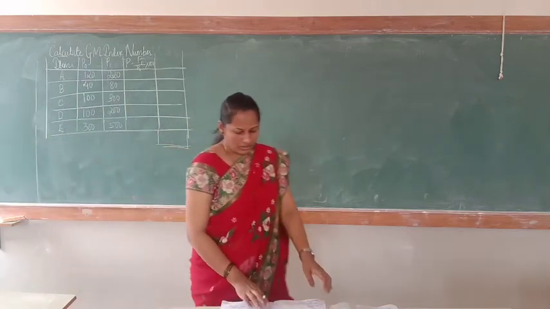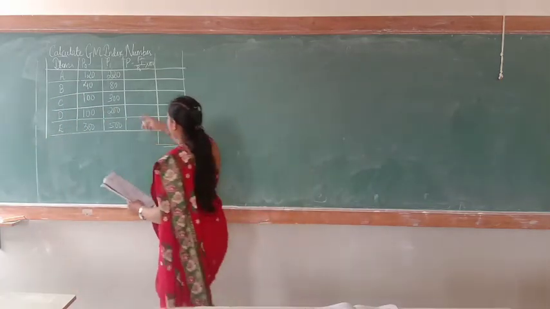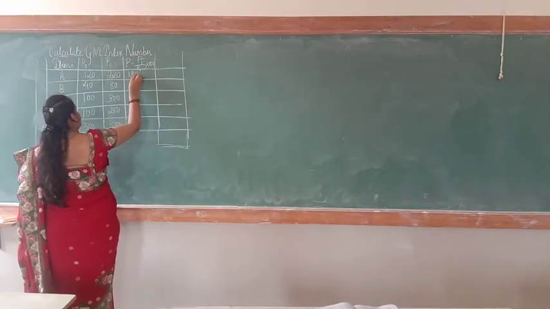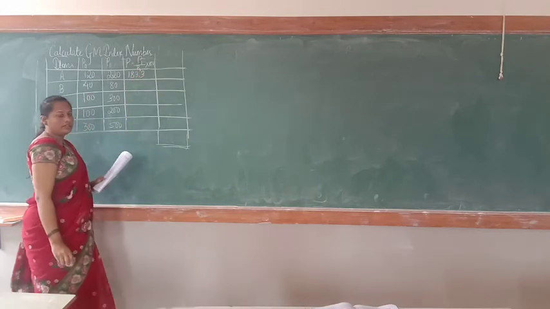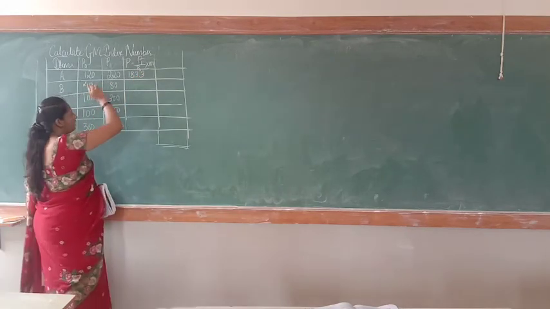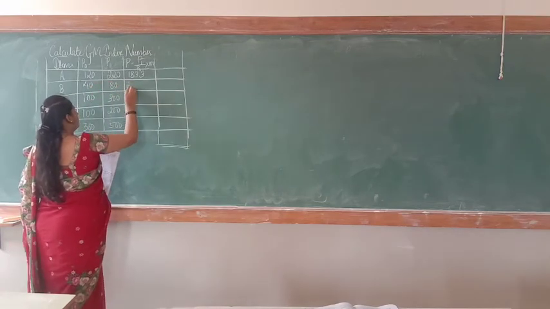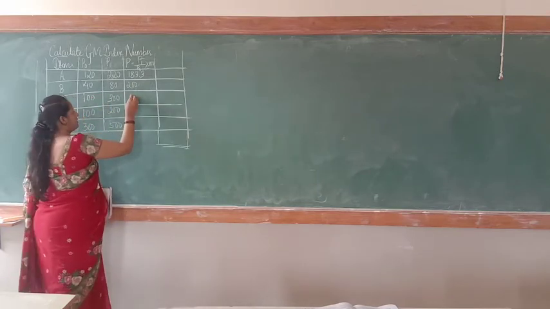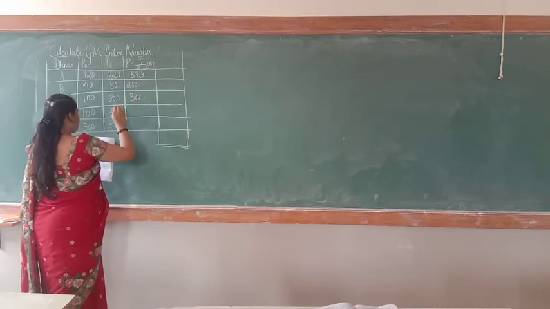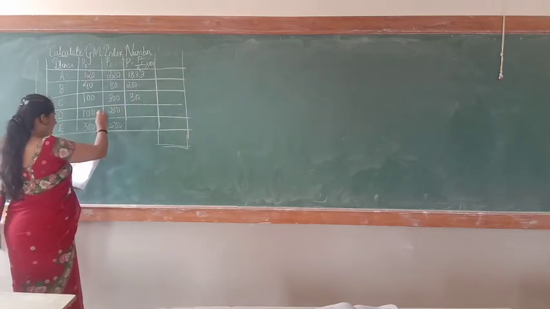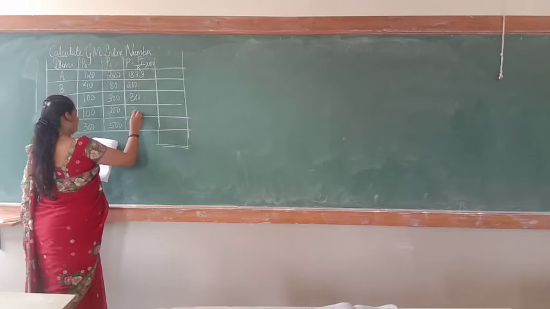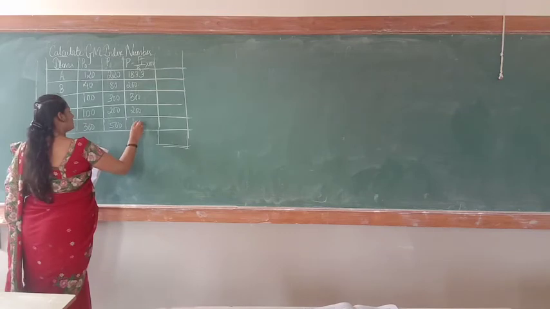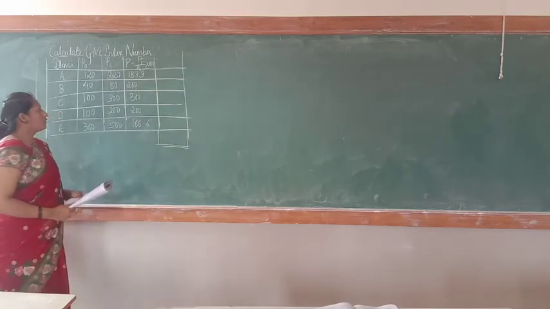First one, 220 divided by 120 into 100 is 183.3. Next one, 80 divided by 40 into 100 is 200. Next, 300 divided by 100 into 100 is 300. 200 divided by 100 into 100 is 200. Next, 500 divided by 300 into 100 is 166.6. So we got P.